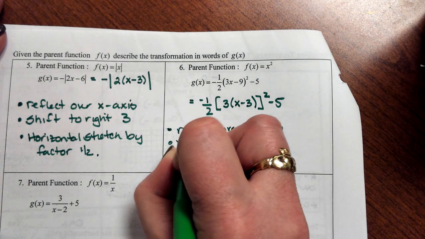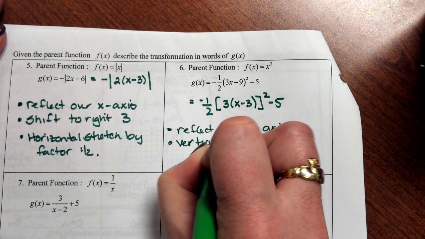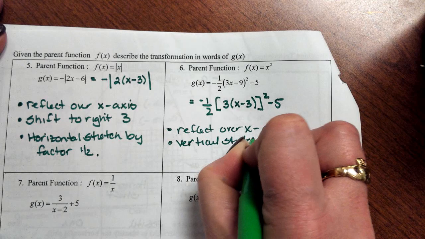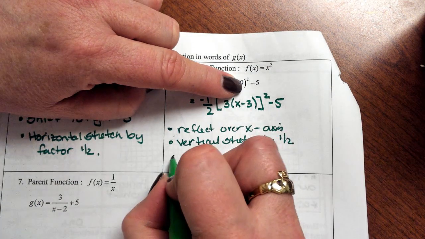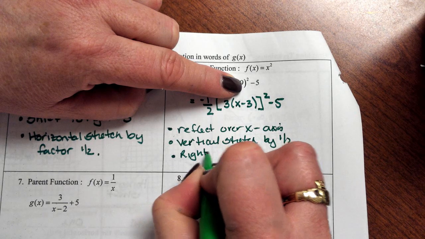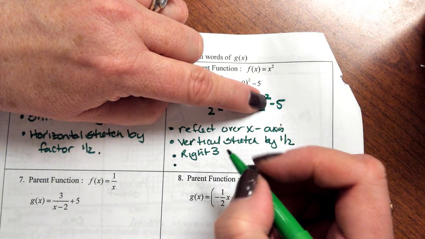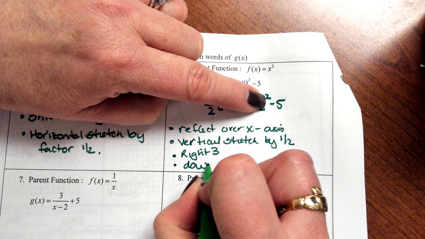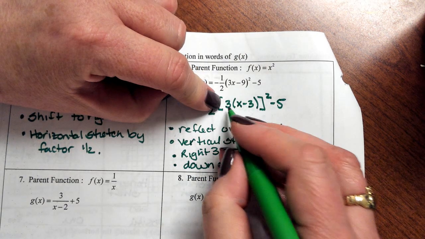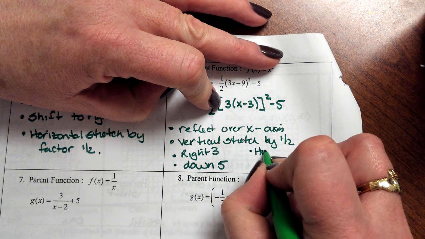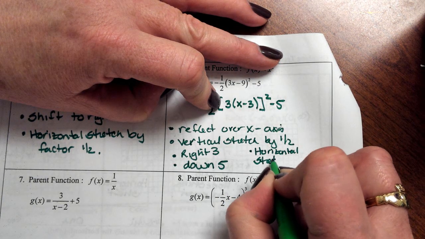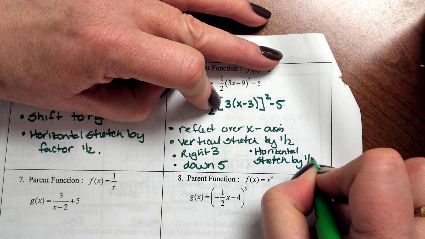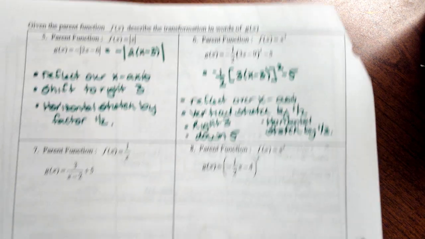The 1/2 is a vertical stretch by 1/2. The minus 3, I'm shifting it to the right 3. The minus 5 on the outside, I'm going to shift it down 5. Now looking at the 3, that's going to be a horizontal stretch by 1/3. Remember, you have to take the reciprocal.